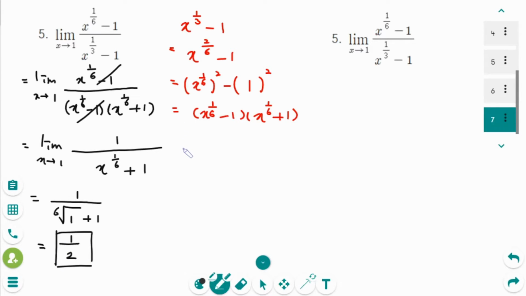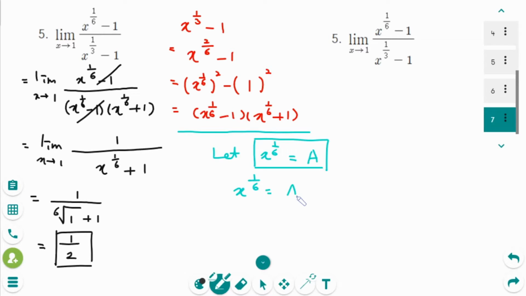The second method uses substitution. Let x to the power of 1 over 6 be a. Remember this one. And then square each side. Then this one is x to the power of 2 over 6, which is 1 over 3, equals a squared.